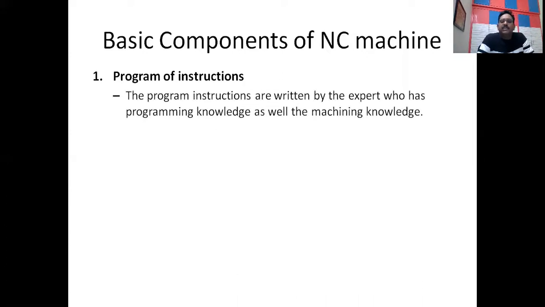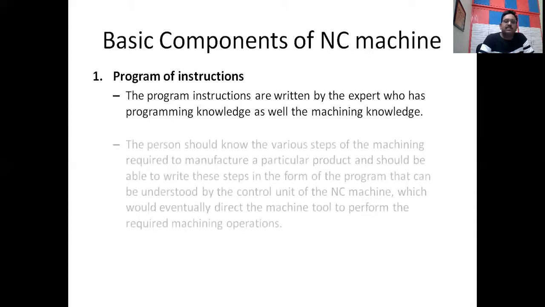Now, the program of instructions is written by experts who have programming knowledge as well as machine language. So who should write these programs? An expert is needed to write these programs, and he should have knowledge in both. They should have machining knowledge, that means what operations are to be performed on the machine, as well as programming language. That means he should be in a position to write a program such that the machine can understand that program. So he should know the machine language also, that is, the programming language. So he should be an expert, and he should have knowledge of both programming as well as machining processes.